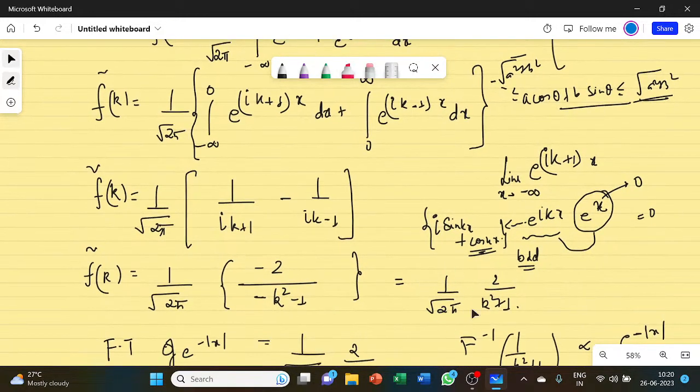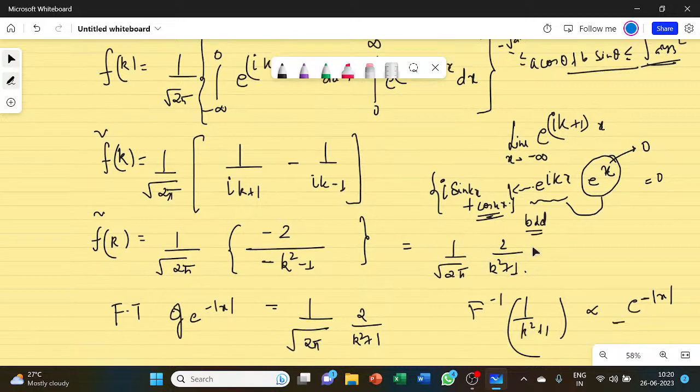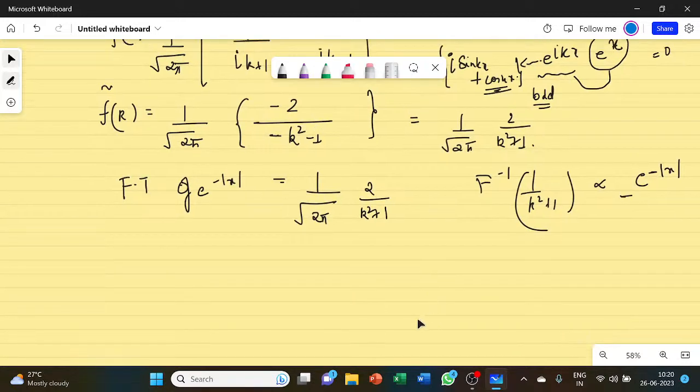At times you'll find that in questions this may not be given to you in the exam. It is entirely the choice of the examiner to give it or not give it. But overall, remember 2 upon k square plus 1. This is something that you can think of. The Fourier transform of e to the power minus mod x is related to 1 upon k square plus 1. This is one thing that you should remember.